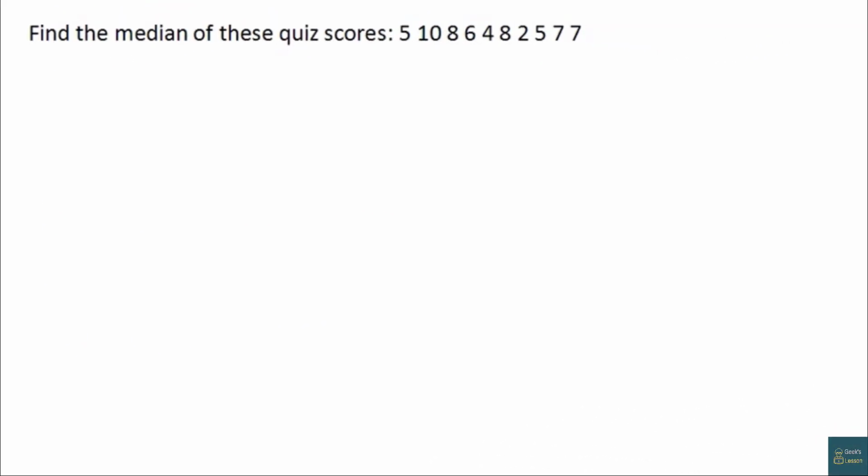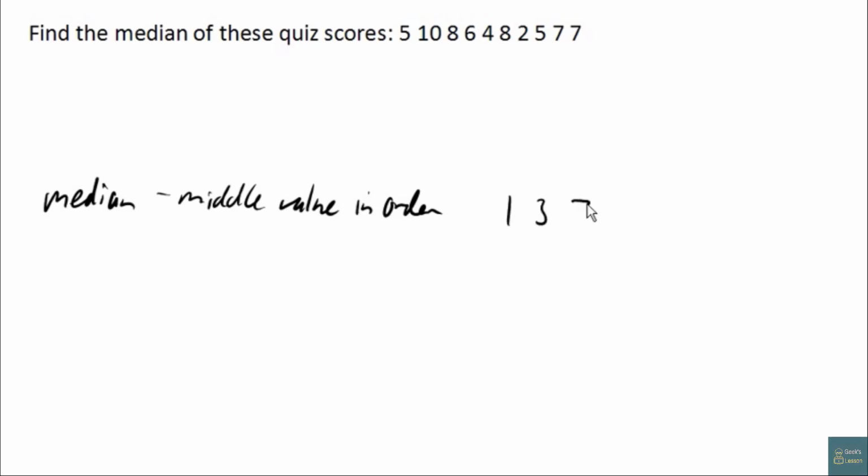So in addition to the mean, another measure of center is called the median, and we'll get to the actual question here in a second. The median is the middle value from a set of data, in order. So if we list our data in order, the median will be the middle value. If my data was 1, 3, 7, 10, 15, the middle value would be 7. 7 would be the median of that data.